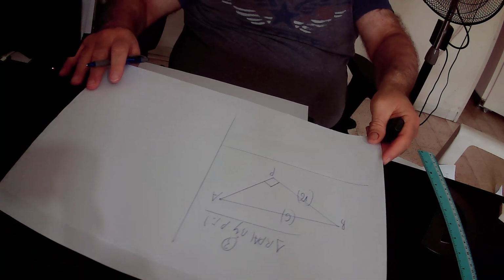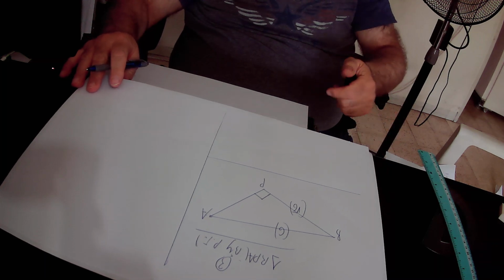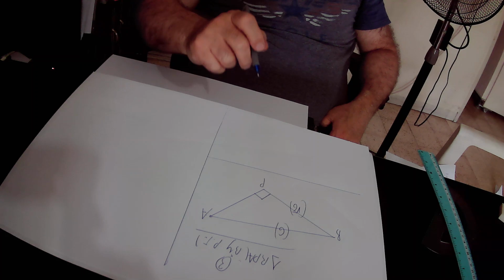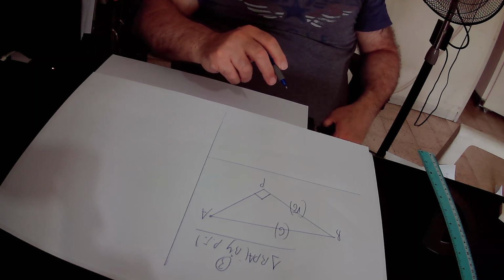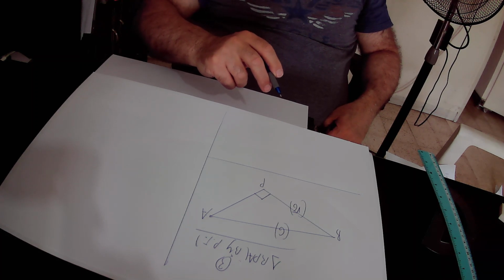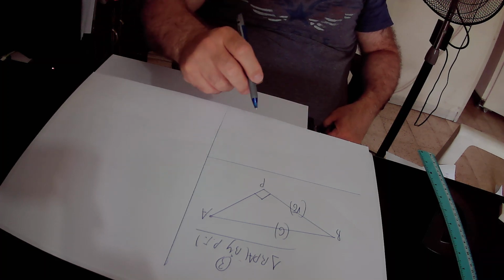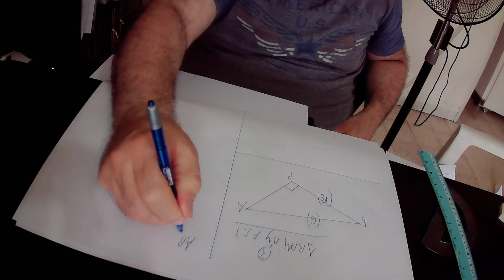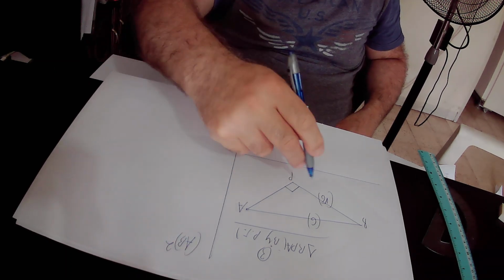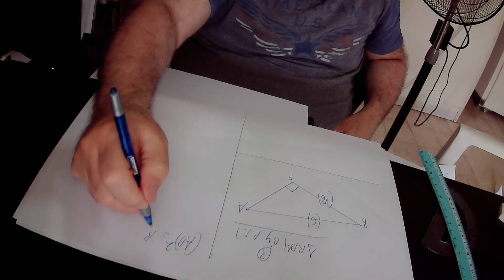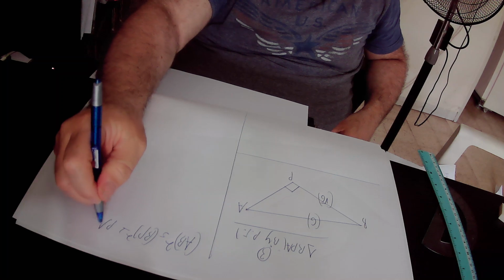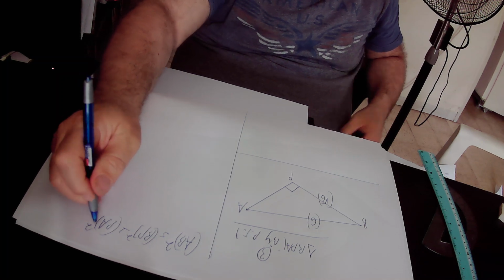According to the Pythagoras theorem, in any right triangle, the square of the hypotenuse equals the sum of the squares of the perpendiculars. The hypotenuse in this right triangle BPA is AB, therefore the square of the hypotenuse is AB squared, and it must be equal to BP squared plus PA squared.